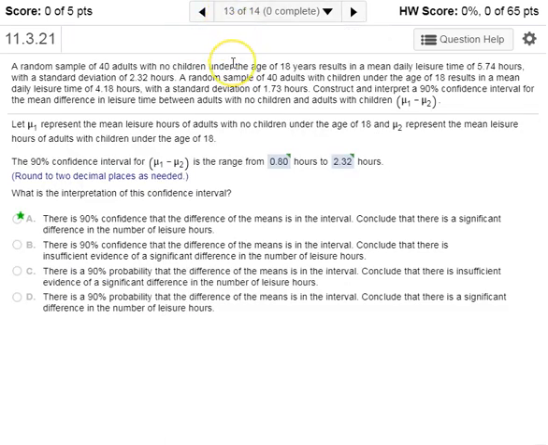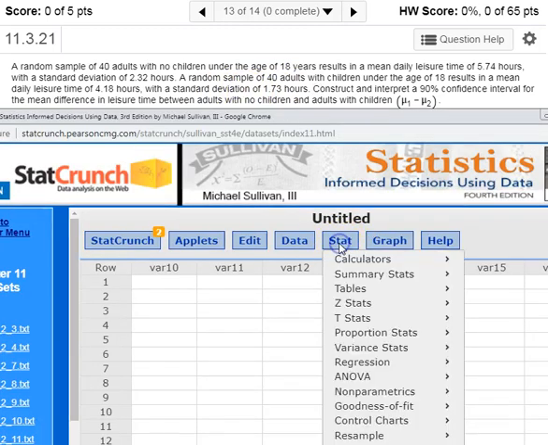And number 13, we're again comparing two populations. And our first one is adults with no children under the age of 18, and our second one is adults with children under the age of 18. And we're comparing their average amount of leisure time. So all the information from our two samples is listed in the paragraph. We're going to go ahead and put that into StatCrunch. So in StatCrunch, we want to go to Stat, T Stats.